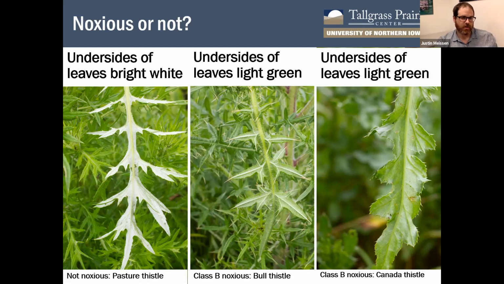So that leaf test is especially useful in telling apart the non-noxious pasture thistle from bull thistle, which grow in very similar growth forms. And you can see they have pretty similar looking leaves.